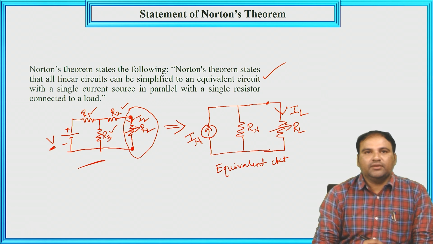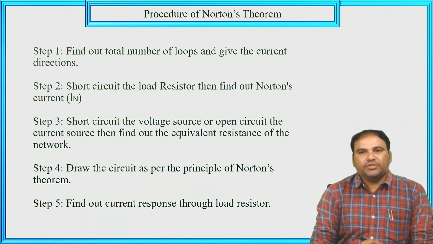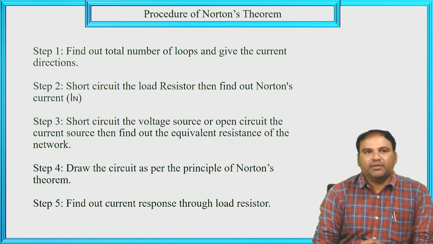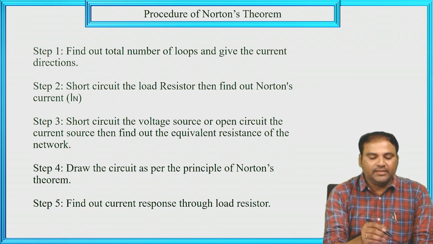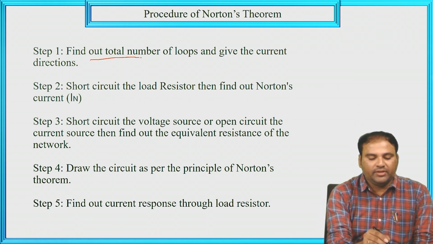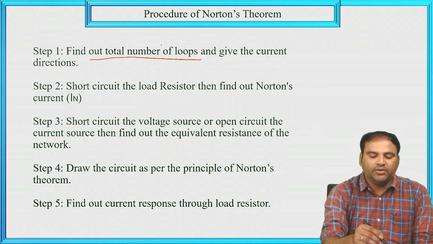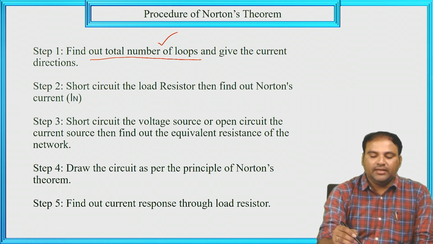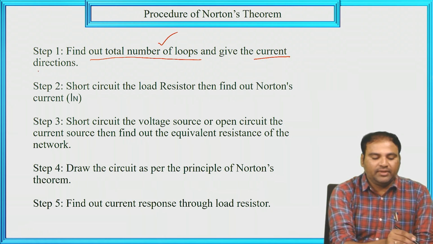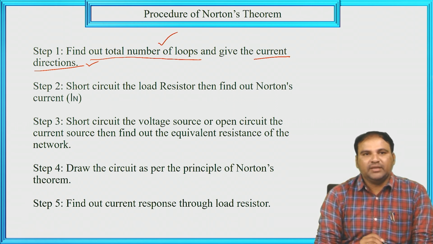In Norton's theorem, we have a procedure. Step 1: first of all, we need to find the total number of loops in the given circuit. After that, we have to give the current directions. That is step number 1.